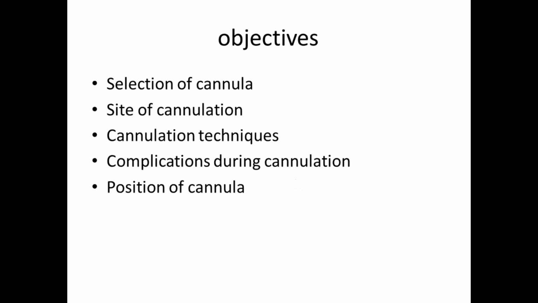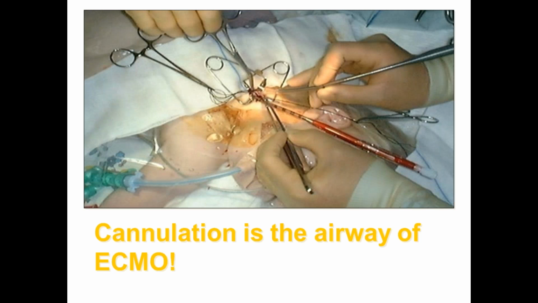So, ECMO cannulations. First of all, you have to think about selecting the cannula, size of the cannula, site of the cannulation, cannulation techniques, what are the complications during cannulation, and position of the cannula. As I told you, cannulation is the airway of ECMO, so that's most important. If you have proper cannulation, then you have a better flow, and if the flow is better, you definitely have a much better outcome.